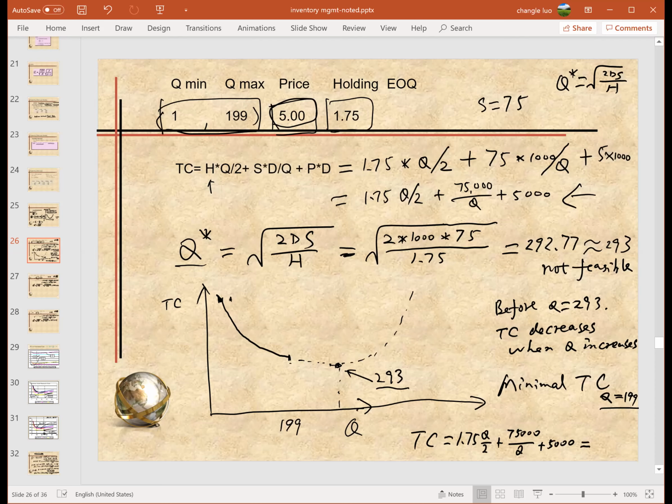And what is that cost? All right, so if we finish this calculation, we have this roughly equals to, and plug in Q equals to 199 here and here. When we finish this calculation, we find it's roughly 6251, and that's this point, that's this TC. 6251. Remember this, we're gonna need this later on, okay?